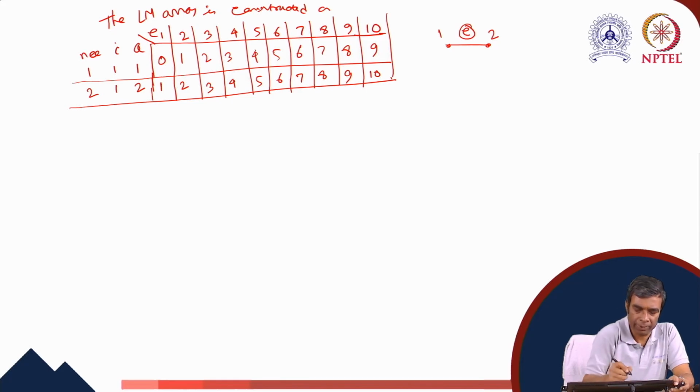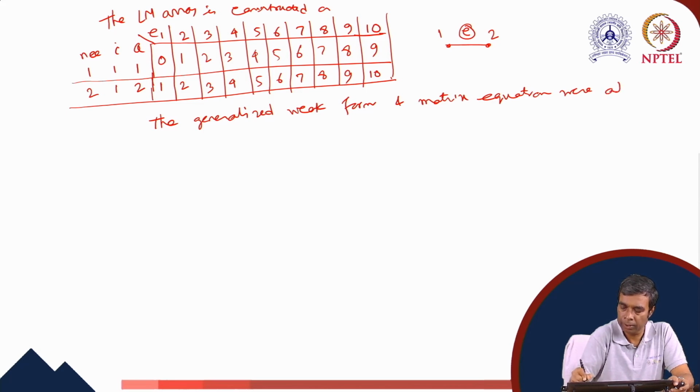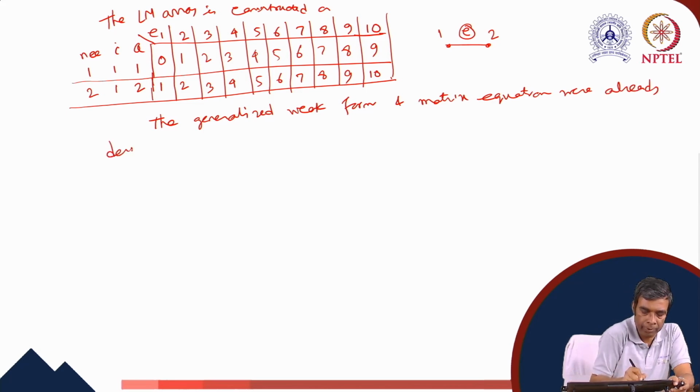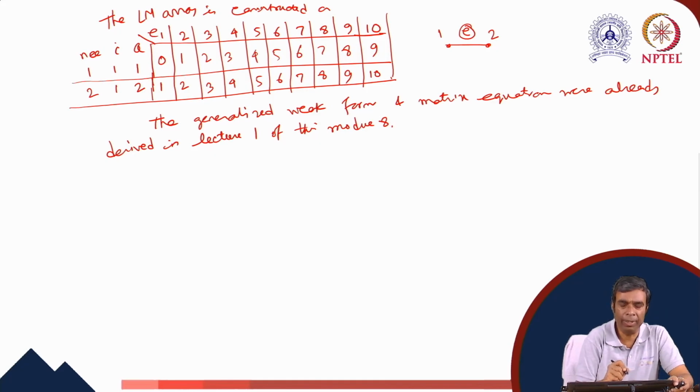From there we know that the generalized weak form and matrix equation were already derived in lecture 1 of this module 8. So we shall directly write the governing equation.